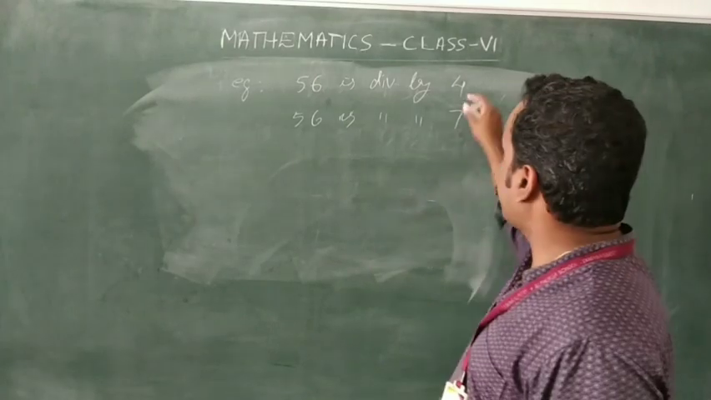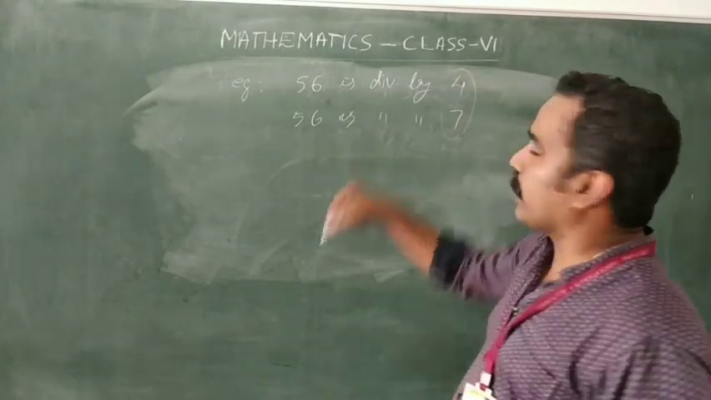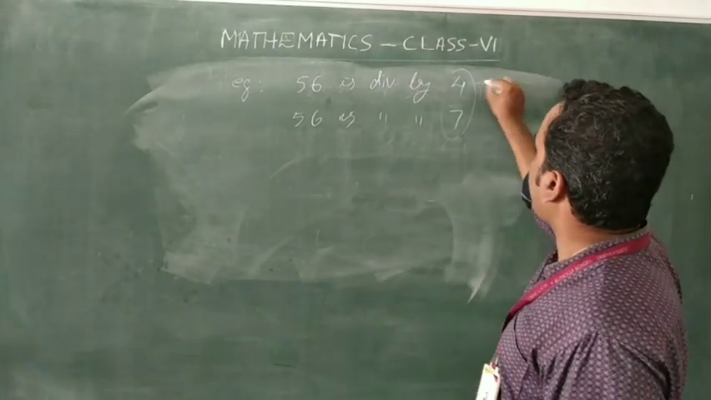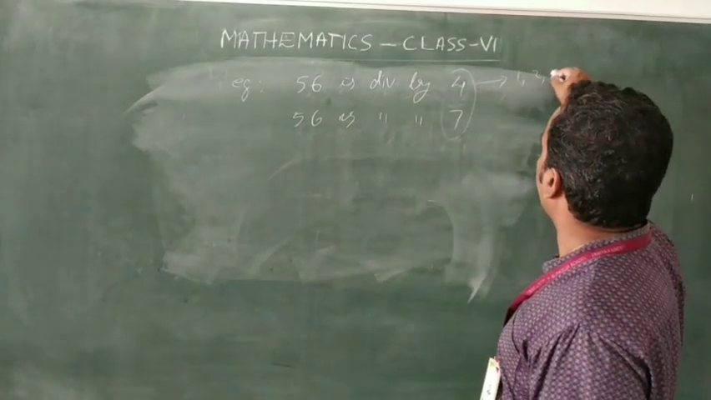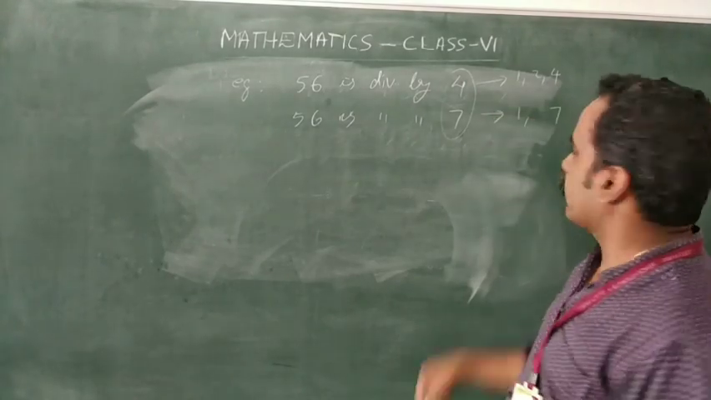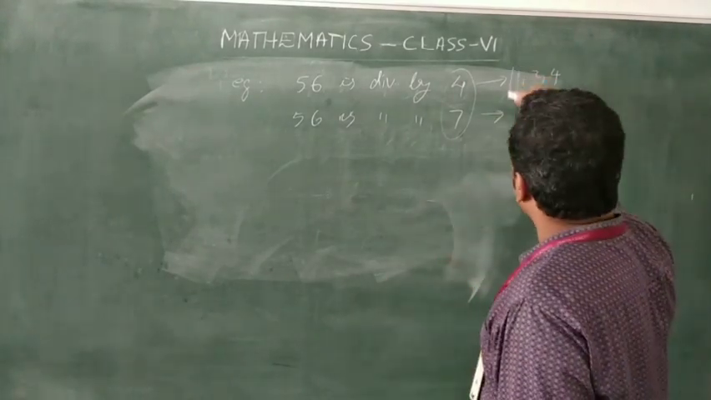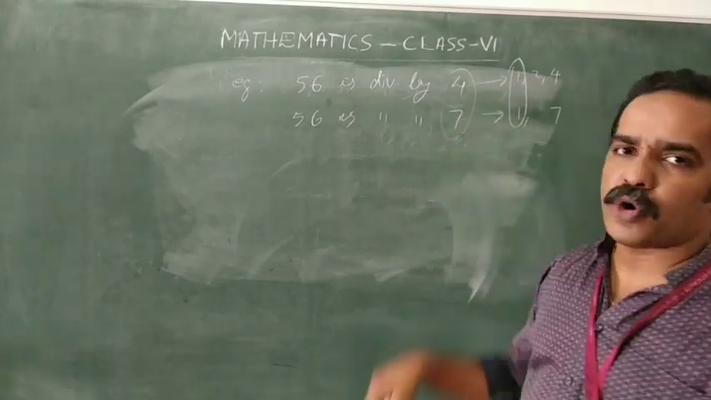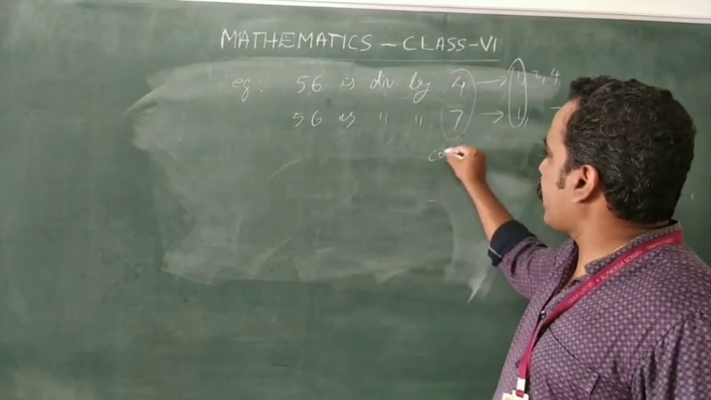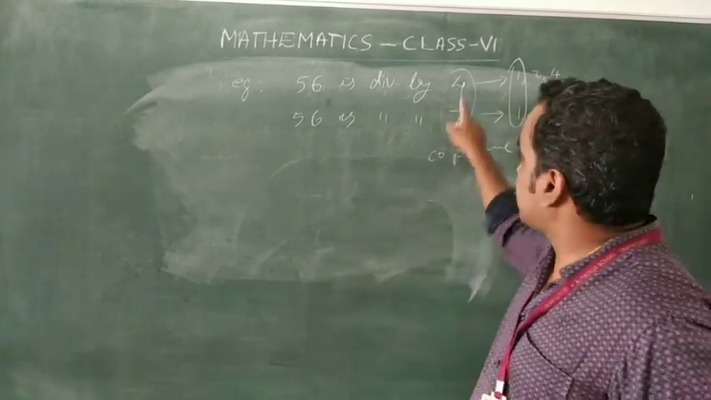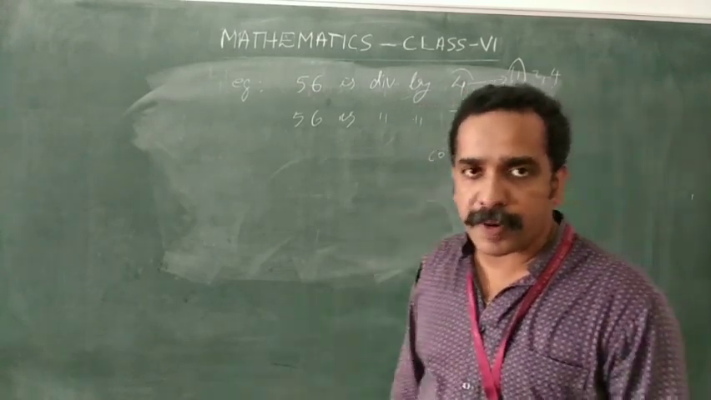And we know that 4 and 7 are co-prime. Why are 4 and 7 co-prime? Because the factors of 4 are 1, 2, 4. The factors of 7 are 1 and 7. They have only one common factor, that is 1. That means 4 and 7 are co-prime numbers. Understood?